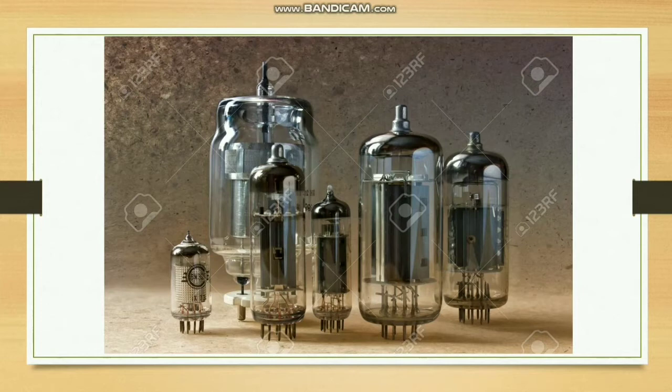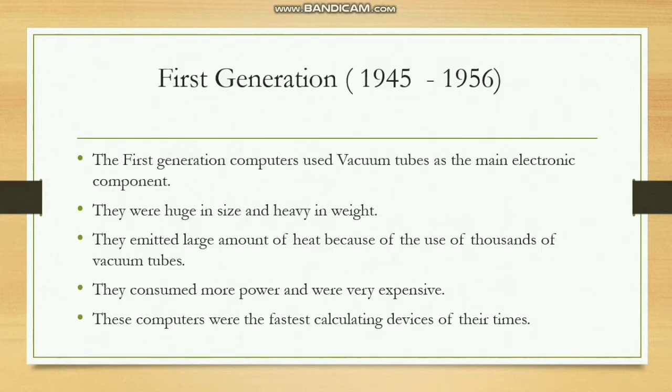they consumed more electricity. They were huge in size and heavy in weight. They emitted large amount of heat because of the use of thousands of vacuum tubes. They consumed more power and were very expensive. These type of computers were the fastest calculating devices of their times.